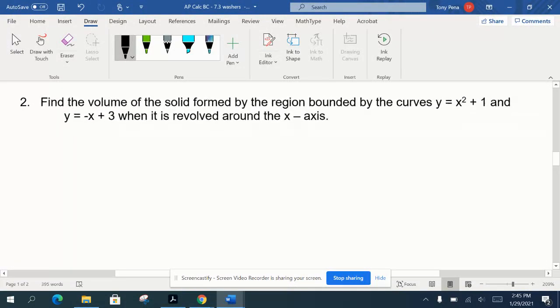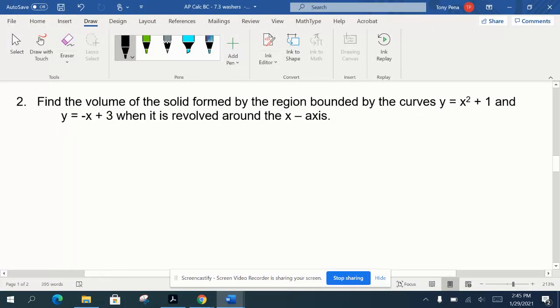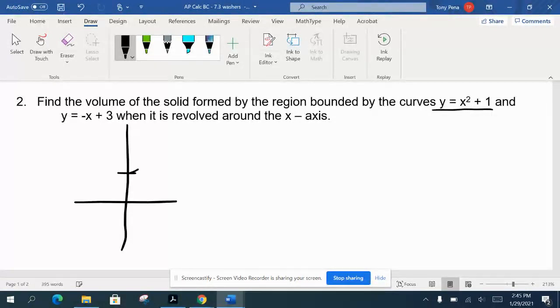If you go to number 2, it says find the volume of the solid formed by the region bounded by the curves y equals x squared plus 1 and y equals negative x plus 3. We're going to rotate it around the x-axis. So this curve is a parabola that opens upwards, a vertex at (0, 1), and then this is a line with a y-intercept of 3 and a slope of negative 1. All right, so that's our space.